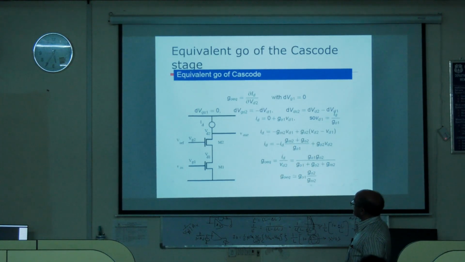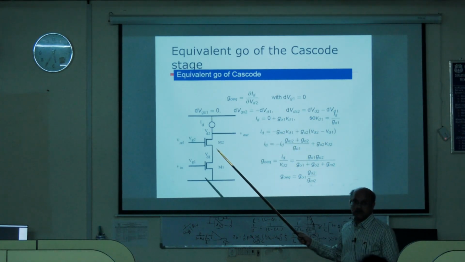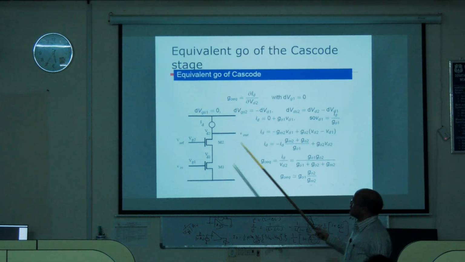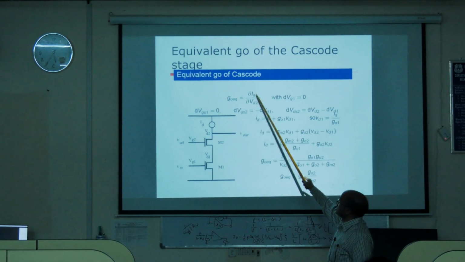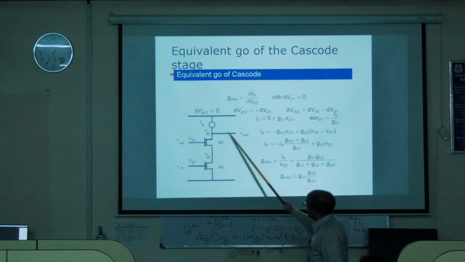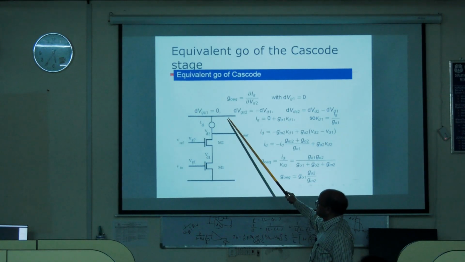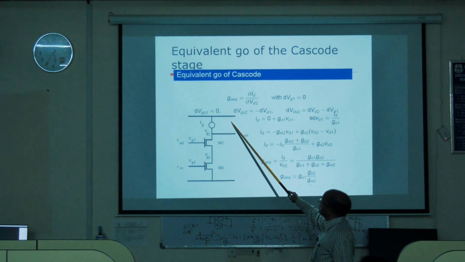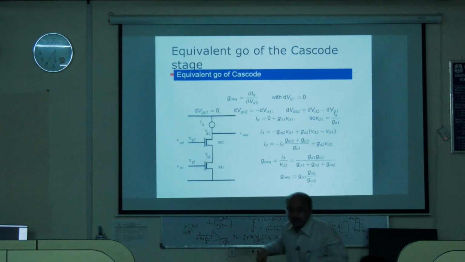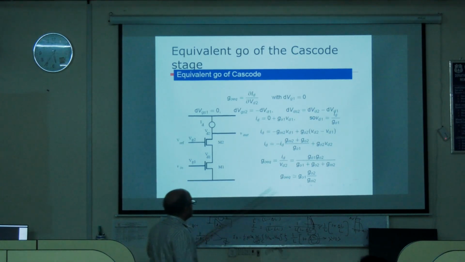Now, is it okay? Any doubt? Should I repeat? What we are trying to do is G0 equivalent is equal to dou ID by dou VD2, as a single unit, at this node, seeing the impedance looking into it. Dou ID by dou VD2 with this fellow being 0.